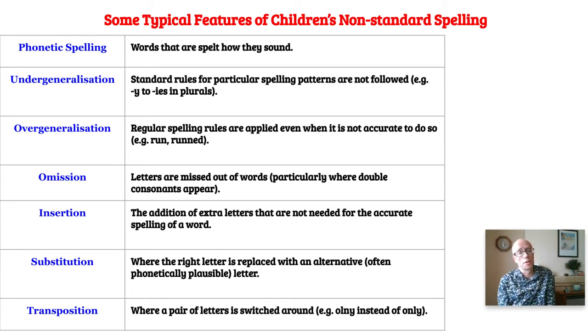Okay, like rund. So we've got omission, where letters are missed out, particularly where double consonants appear. We have insertion, where you've got the addition of extra letters that are not needed in standard English. We have substitution. A lot of these are exactly the same as when you were learning about phonology, CLD phonology. So substitution, where the right letter is replaced with an alternative. And then finally, you've got transposition, where a pair of letters is switched around. So, for example, O-L-N-Y instead of only.